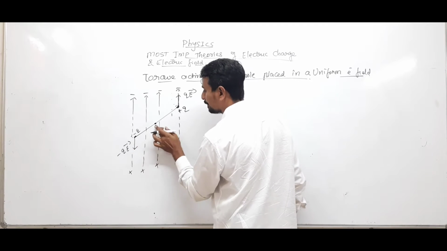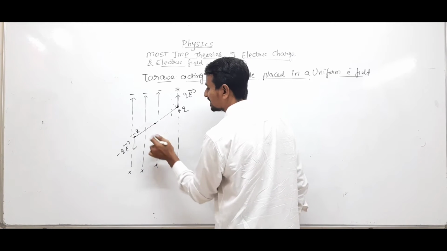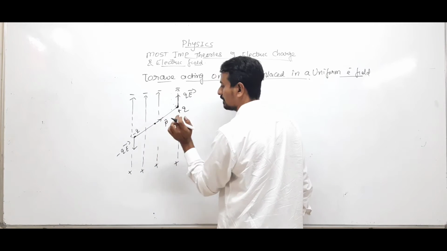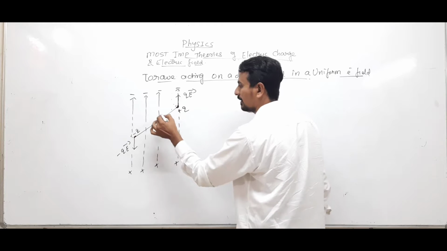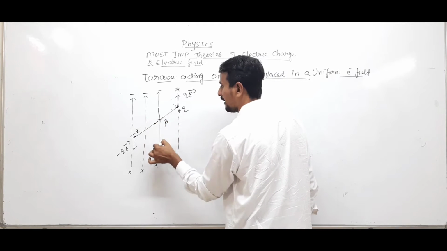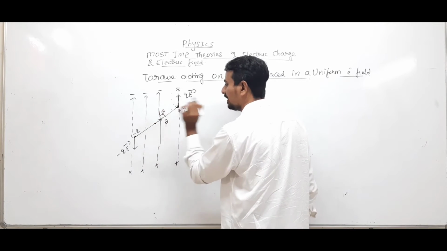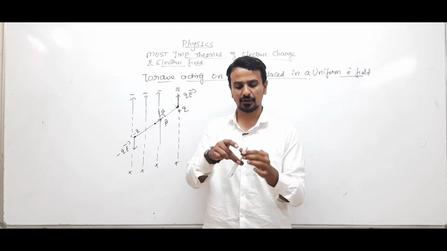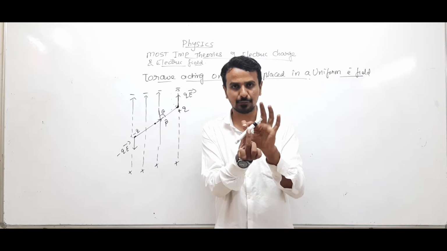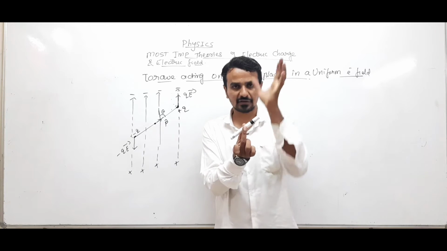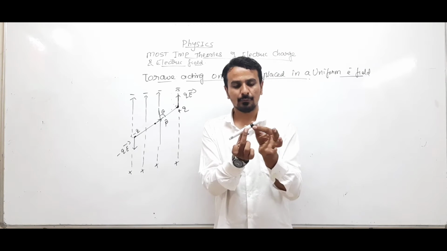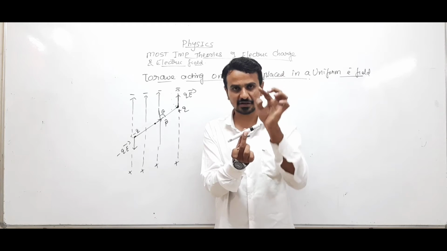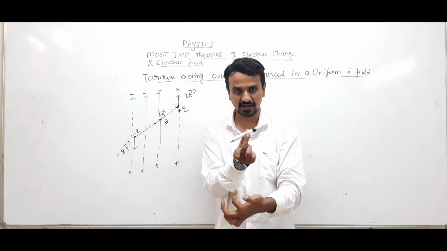Now let P be the dipole moment, which is directed from negative to positive. This is the dipole moment. This is E. So the angle between P and E be theta. So this is your dipole, and this is the center of the dipole. The electric field is in this direction. Because of this electric field, a positive charge will experience a force in this direction and the negative charge will experience a force in this direction.